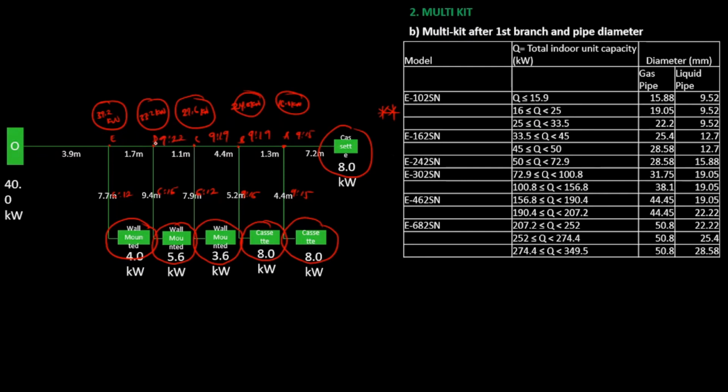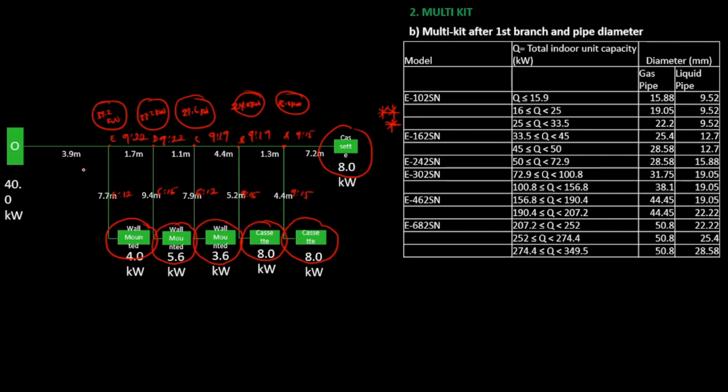At branch D, the total indoor unit capacity is 33.2 kilowatts, and 33.2 kilowatts is between 25 kilowatts and 33.5 kilowatts. So the right pipe sizes to use are 9 and 22 as before. I didn't mark it before, so I've marked it now. So it's 9 and 22, so we'll come here again and write 9 and 22.